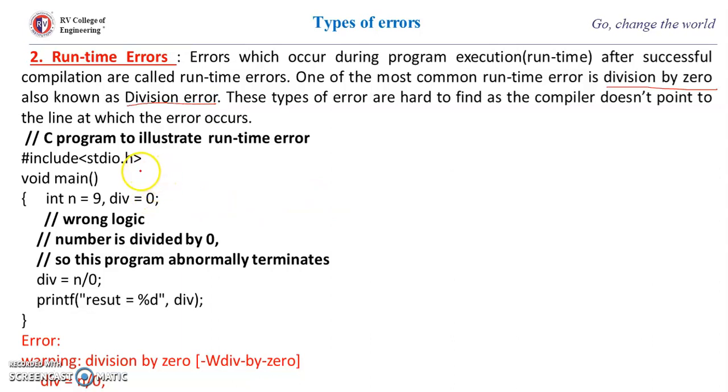Let's take one example. Here we have taken two variables n and division, and you can see in this line division is equal to n by 0. So we want to divide the number by 0. So this program abnormally terminates, and during compilation it won't give any error, but during execution it will give error. So this warning will come, division by 0. So this is the second category of error, that is runtime error.